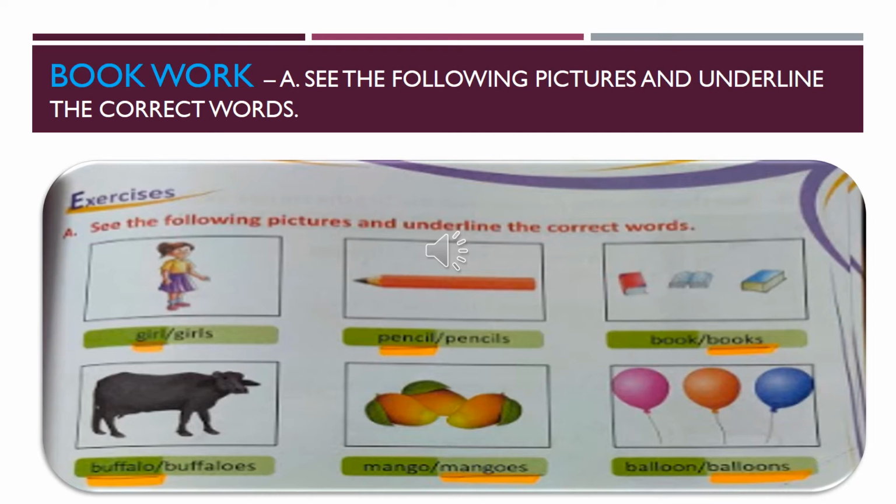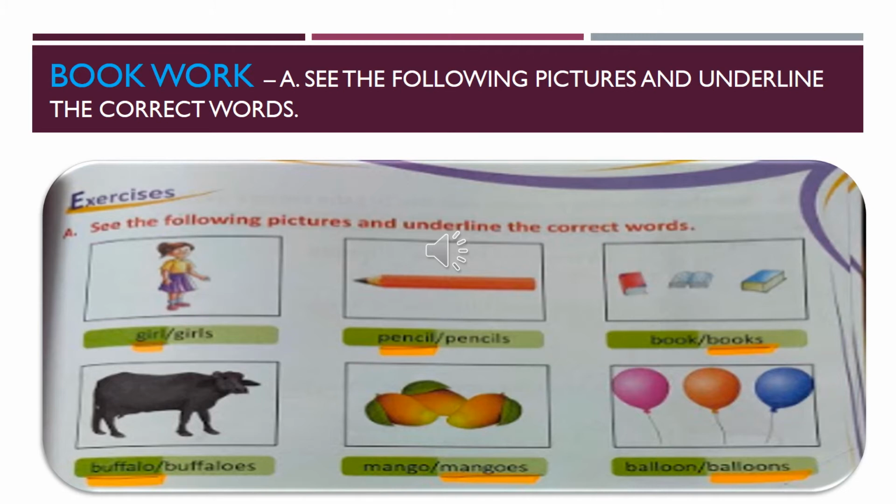So let's start. In the first picture, it's a girl. One girl, not many girls. So this is singular and we will underline girl. Second picture also, there is one pencil, which means it's singular, and again we will underline pencil. In the third picture, there are three books, which means there are more than one. So there are many. So this is plural, so we will underline books. In the fourth picture, this is a buffalo, which means one buffalo. So it is singular, so we will underline buffalo.